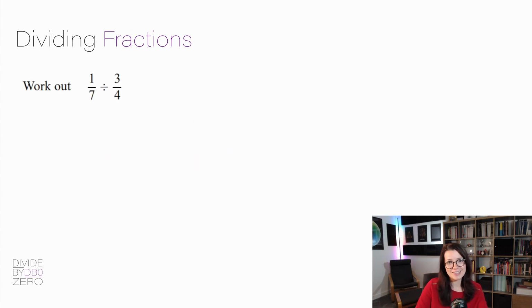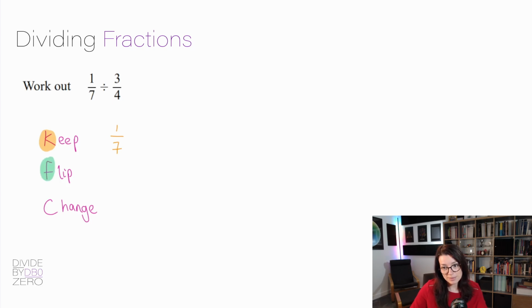Last operation is division. Now for this one, there is a nice acronym you can use, KFC. It stands for keep, flip, change. What it means is you want to keep the first fraction as it is. So in this case, 1/7. You want to flip the second fraction upside down. It's going to become 4/3.